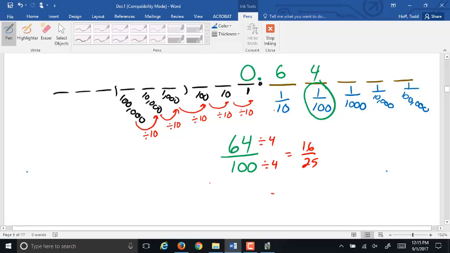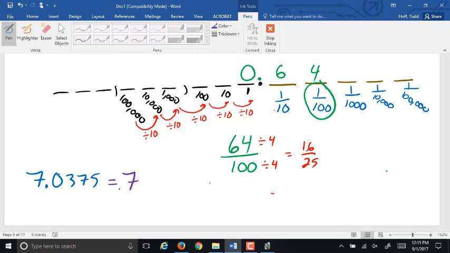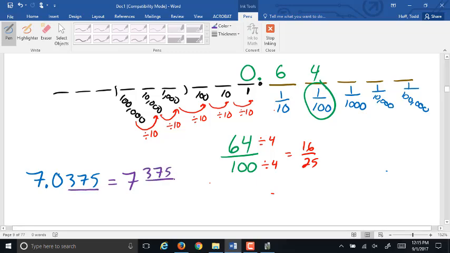If I have 7.0375, that is 7. The part in front of the decimal point is a whole number. It's the part after the decimal point that is a fraction. That's 375 over what? 10,000. Good. Tenths, hundredths, thousandths, 10 thousandths.